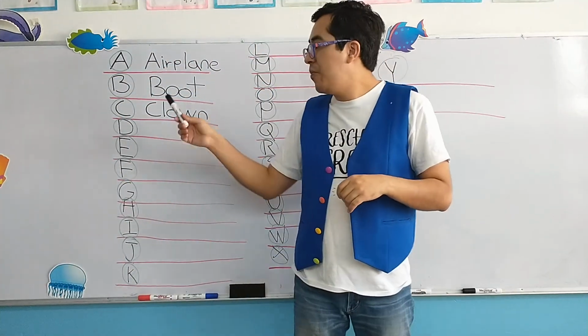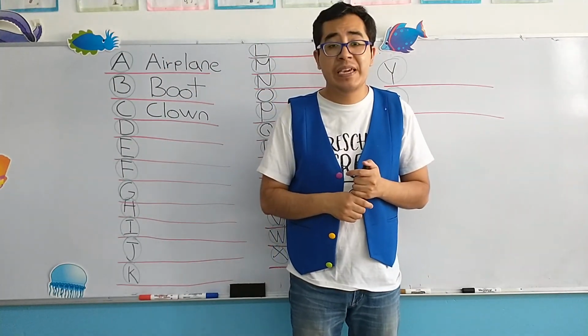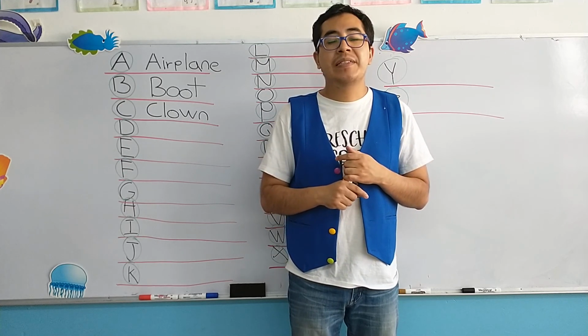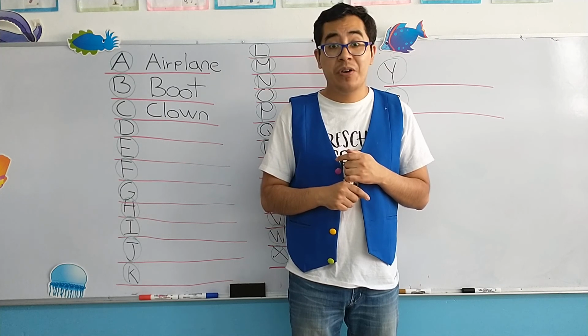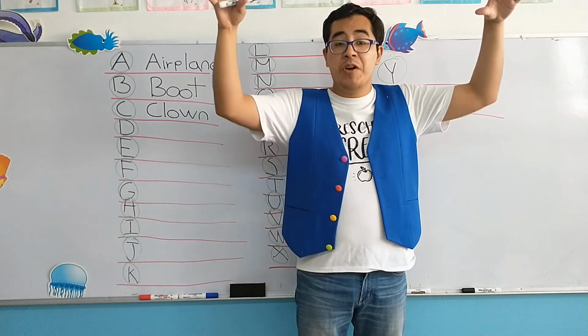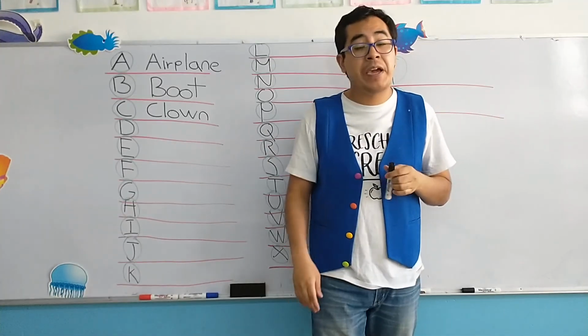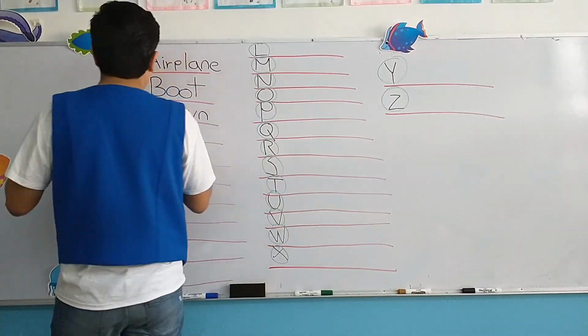Let's continue with the capital D. For the capital D, we had the dragon. Remember the dragon, it's a big monster that breathes fire from the mouth. Okay? So, dragon.